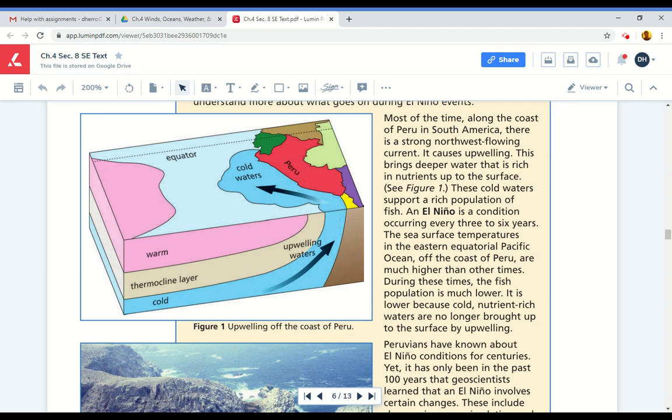An El Niño is a condition occurring every 3 to 6 years. The sea surface temperatures in the eastern equatorial Pacific Ocean off the coast of Peru are much higher than other times. During these times, the fish population is much lower. It is lower because cold, nutrient-rich waters are no longer brought up to the surface by upwelling.